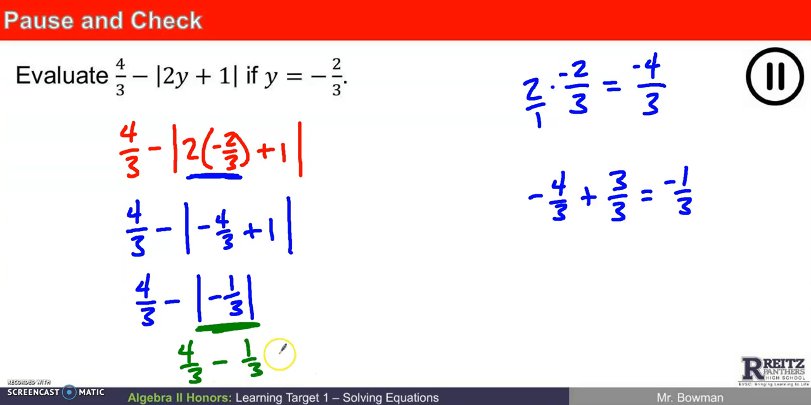So I've got 4/3 minus 1/3, that's 3/3. And that's not an incorrect number, but I hope that you're going to write that as 1. 3 divided by 3 is 1.